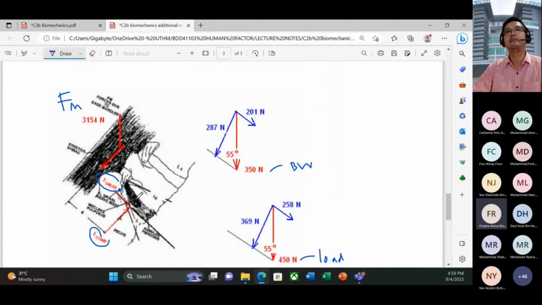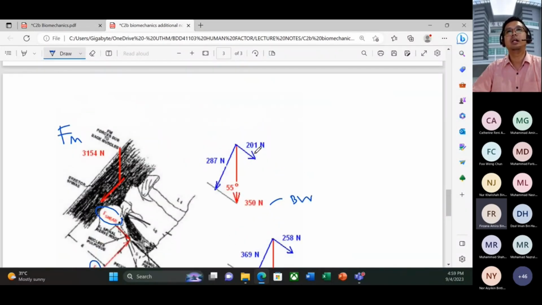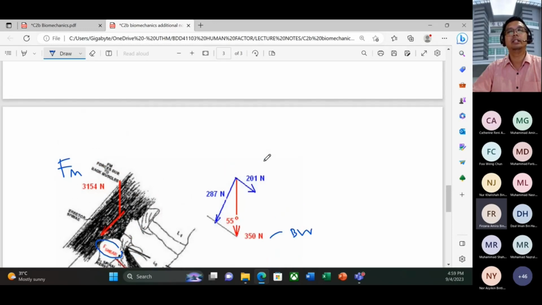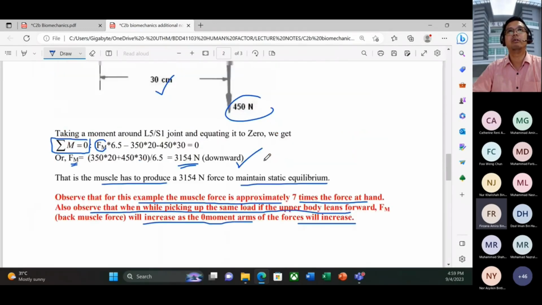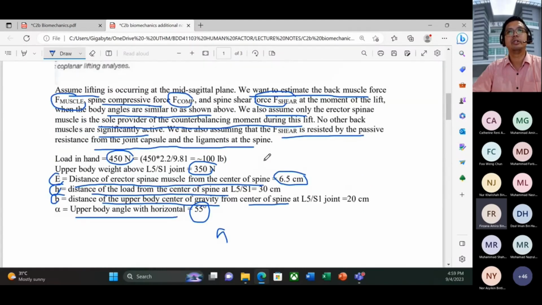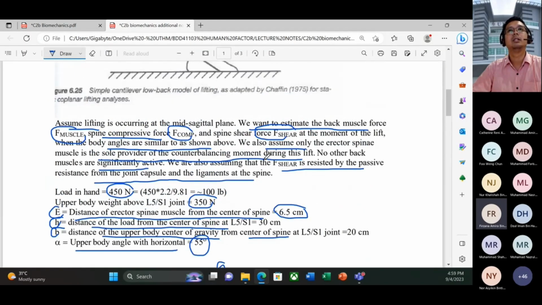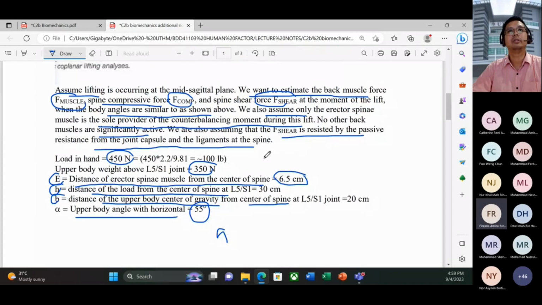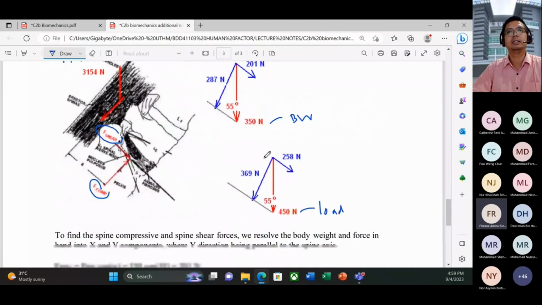In theory, if we are at the segment of the lower back, we'll have the 55 degrees here. These are the 350 Newtons, and the other 201 Newton and 287 Newton, we looked at in our previous question. They are given to you, don't worry. How to calculate here?